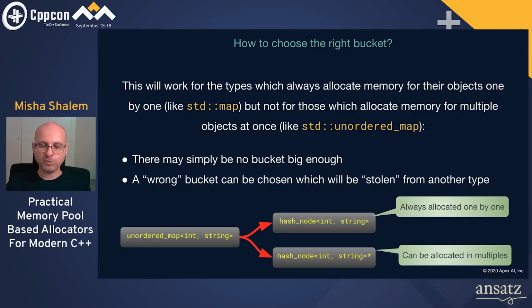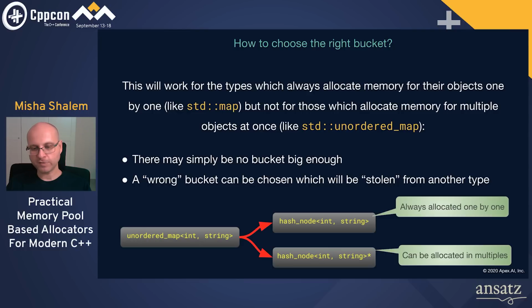Yeah. So we have two different things to allocate. One of them is allocated in one manner, and another may be allocated in multiples. And if you think about it, vector does that, and deque does that, and many other things actually allocate not one but many things.